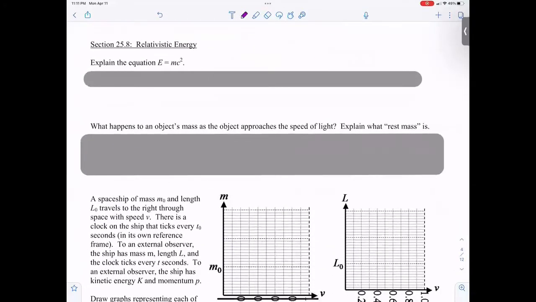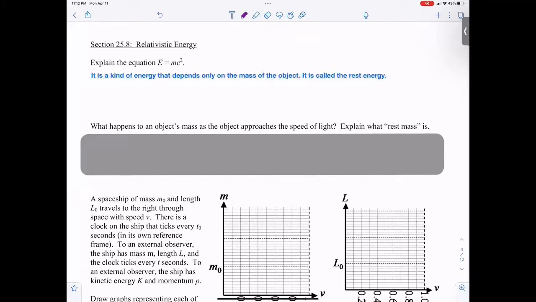Section 25.8, relativistic energy. Now we can start to put it into play in terms of how this will work with regards to mass-energy equivalence and the relativistic connection there. Explain the equation E equals mc squared.